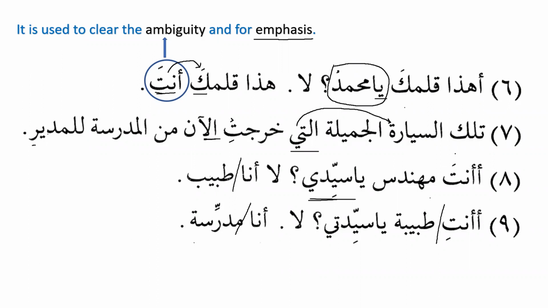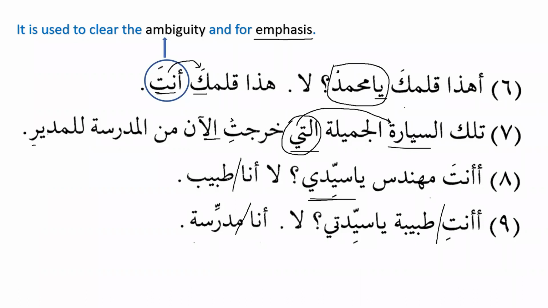Okay, so the question is to tell the meaning of line number 2. Tilka sayyaratul jamilatu, that beautiful car, allati kharajatil ana, that left now, minal madrasati, from the school, lil mudiri, belongs to the manager. So that's what I think you mean, the translation of this sentence. And allati is basically used to connect two sentences or two clauses, as we say, and it should refer to the noun that we are using it for.